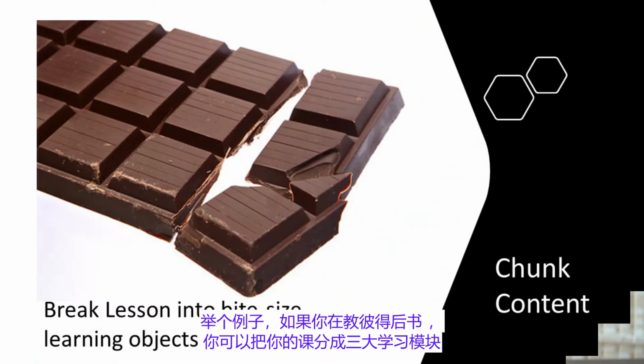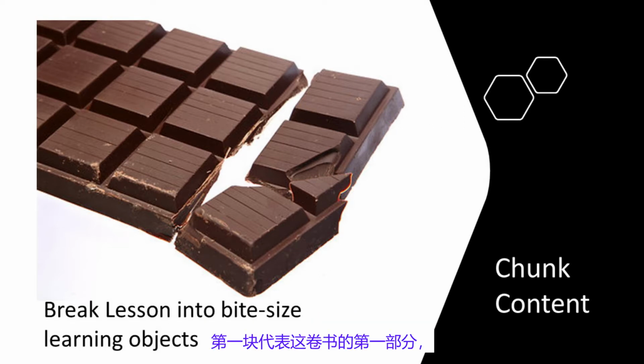So for instance, if you're teaching the book of 2 Peter, you might want to break up your lesson into 3 learning objects, one representing one section of the book, the second one representing another section of the book, and the third one representing the last section of the book. Or if you're teaching soteriology, you might break up your lesson into 4 learning objects, one representing a particular view and the other objects representing different theological views on salvation.